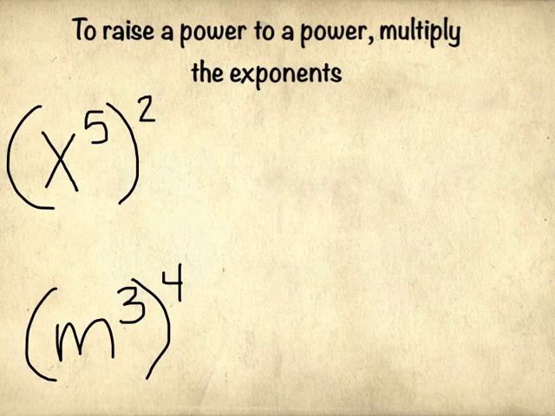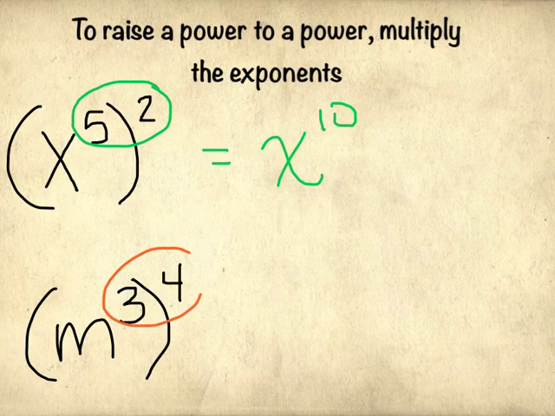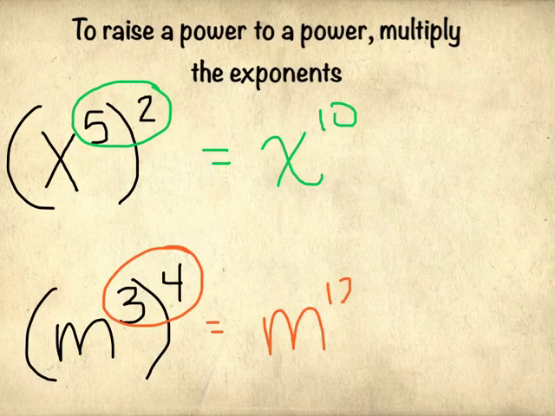Moving on to some more exponent work. When we're raising a power to a power, we're going to multiply our exponents. So this first problem, x to the 5 to the 2, we're going to multiply our exponents and we will get x raised to the 10th power. M to the 3 to the 4, we are going to get m raised to the 3 times 4, which is 12th power.